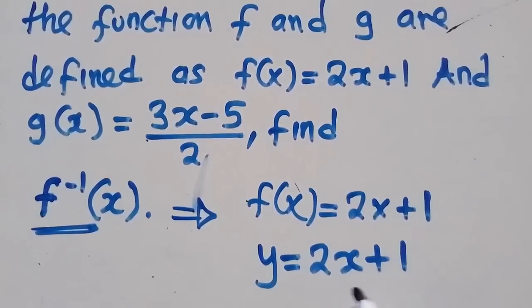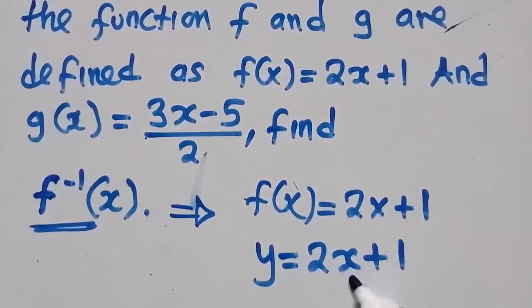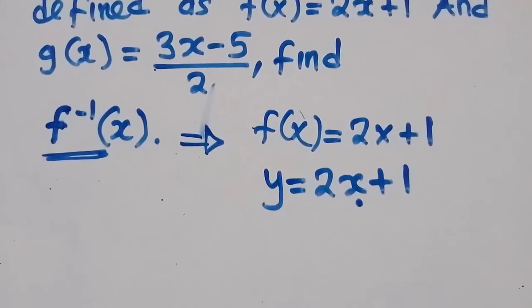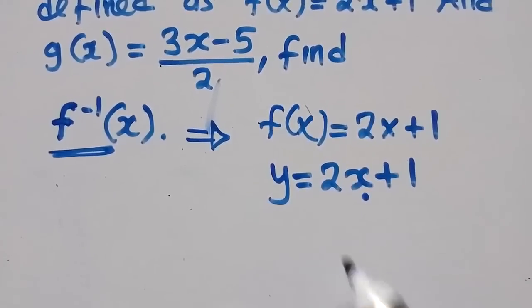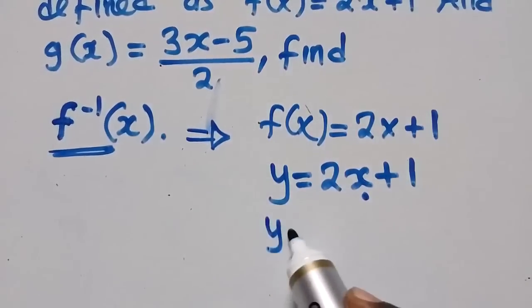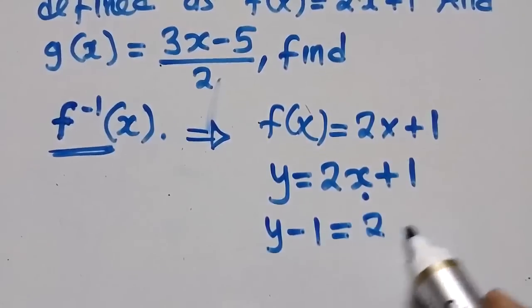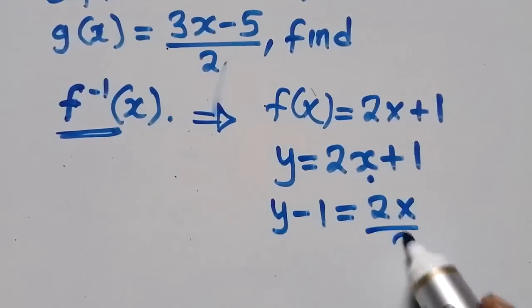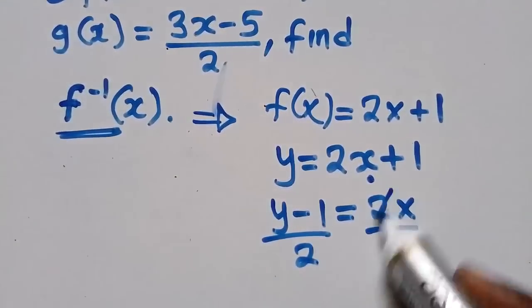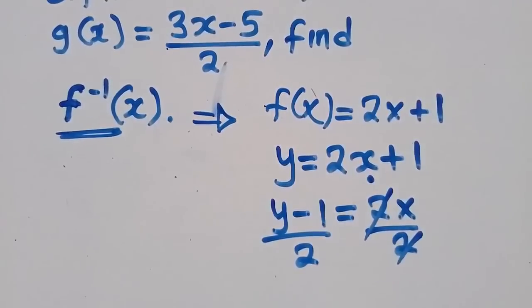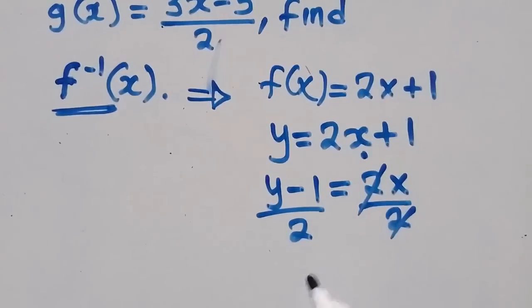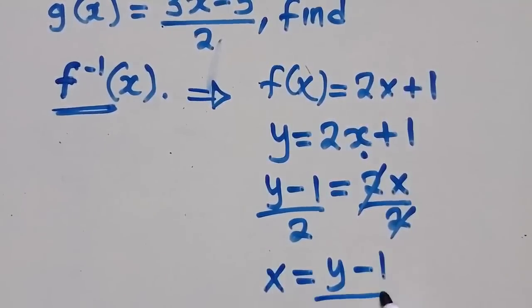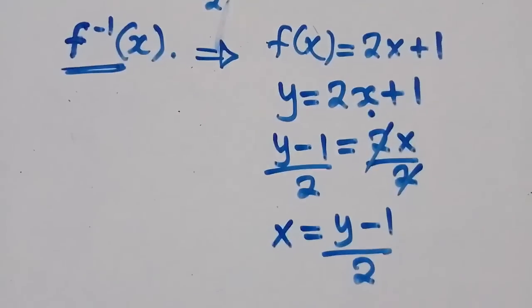After you reach here, you need to make x the subject of the formula. How can you make x the subject of the formula? You just say this one comes this side, so you have y minus 1 is equal to 2x. You divide by 2, you also divide by 2 here, and this and that cancel. You are going to remain with x is equal to y minus 1 over 2.